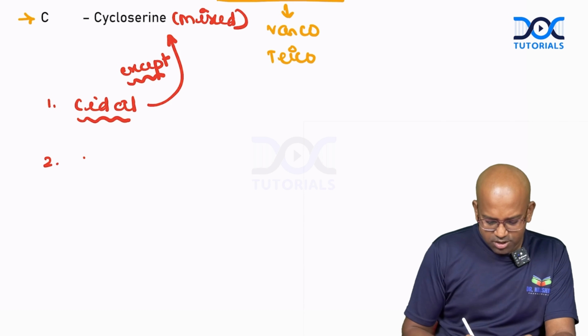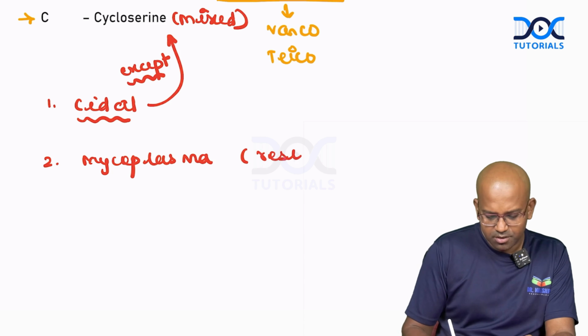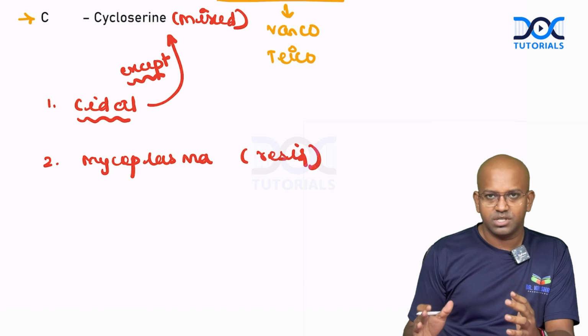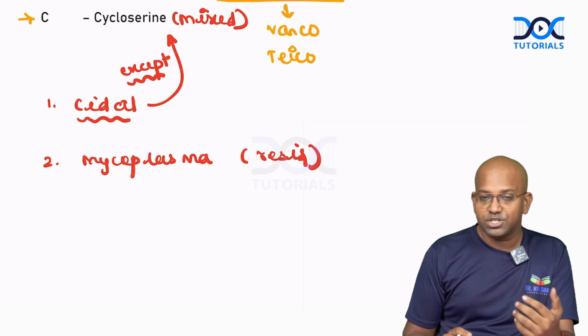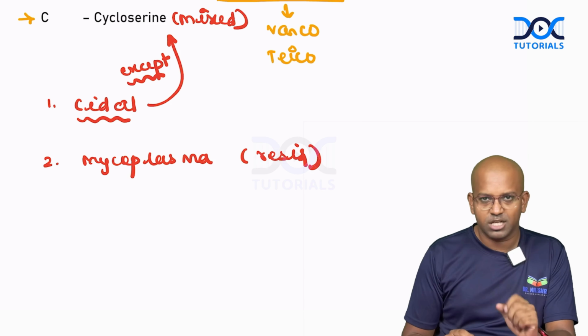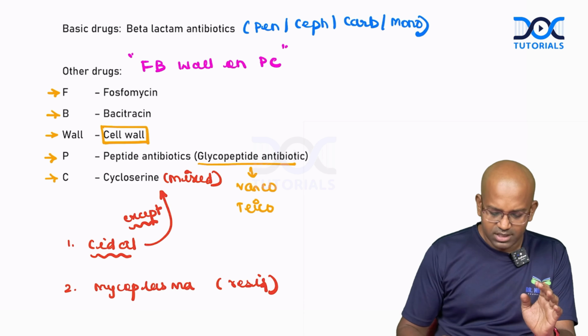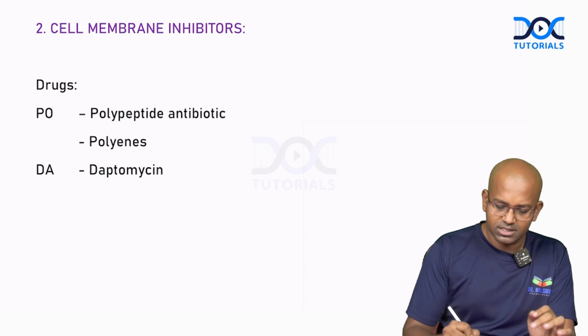The next important point, we have an important bacteria called mycoplasma. Mycoplasma is resistant to all these cell wall synthesis inhibitors because mycoplasma lacks a cell wall. So which drug is going to be effective against mycoplasma? Macrolide antibiotics will be effective against mycoplasma. We'll be discussing that in a few minutes, don't worry. So these are all the different drugs which are cell wall synthesis inhibitors, guys. Good. With this, we'll move on to the next one, cell membrane synthesis inhibitors.